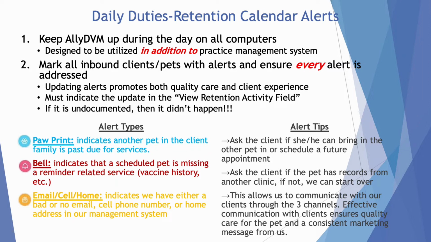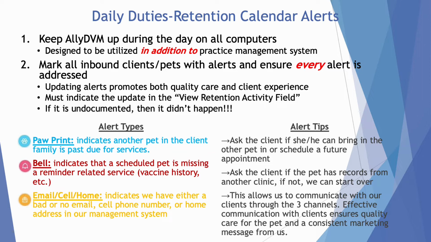That's mandatory. That's the purpose of these alerts, to let you know that there is another pet past due, and that's the expectation. The second type of alert is going to be a bell. When you see a bell, that's going to indicate that a scheduled pet is missing a reminder-related service.